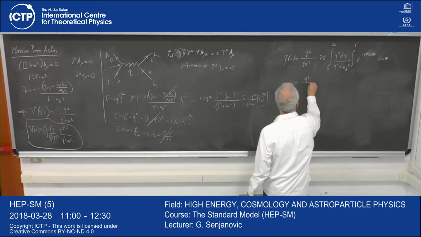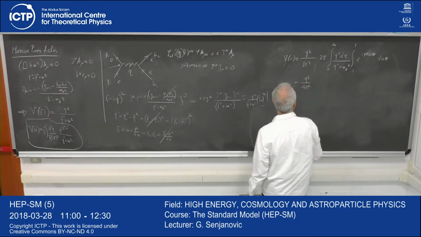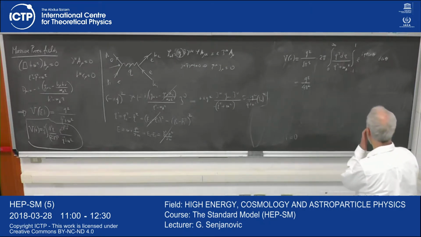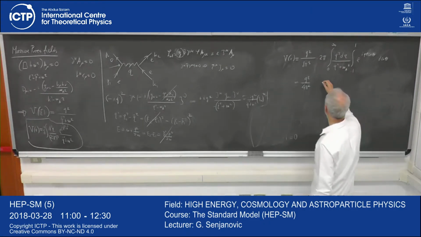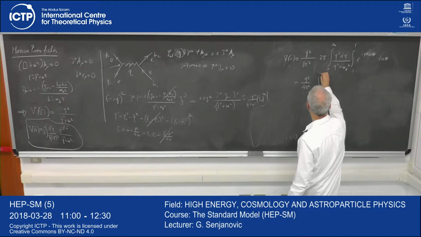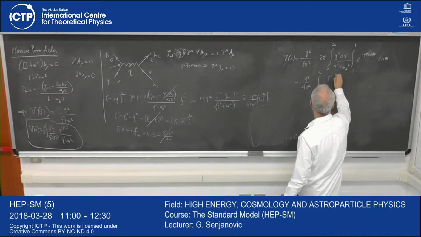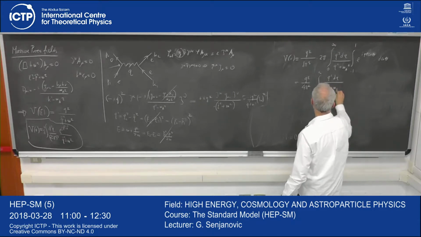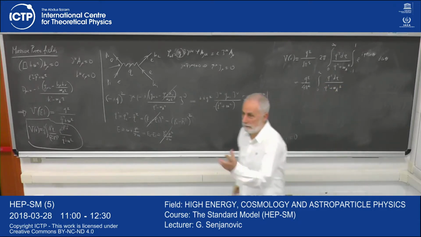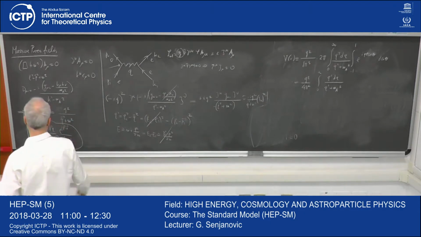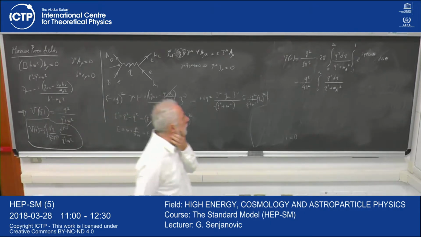This is g squared over 4 pi squared. I do this integral first, obviously, from 0 to infinity, q squared dq over q squared plus ma squared. Here q squared is just now the 3-component, not the 4-component. It is obvious from what I'm writing.